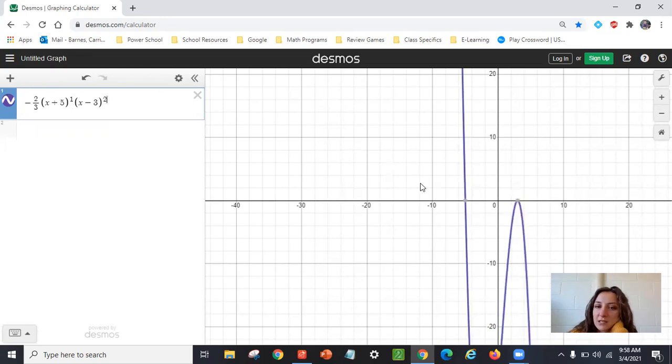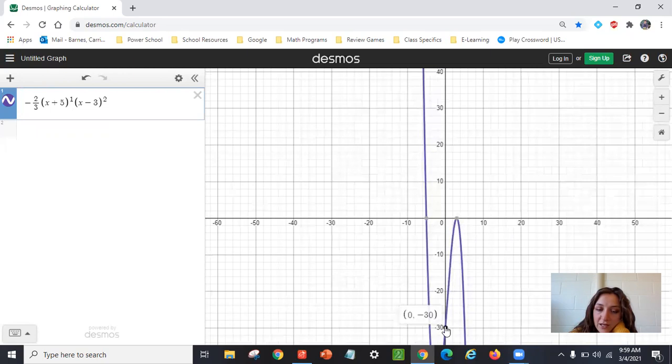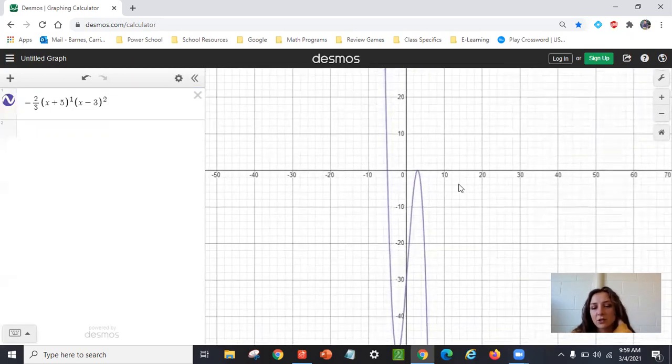Okay, and we can see that this is looking sort of like our graph. We have it going through -5, we have it bouncing at 3, and it should be going through the y-intercept of -30 all the way down here. So this does match up, even though it does look a little bit strange.